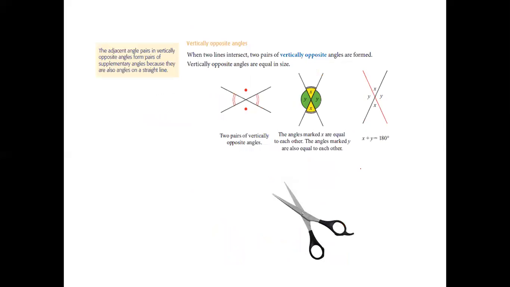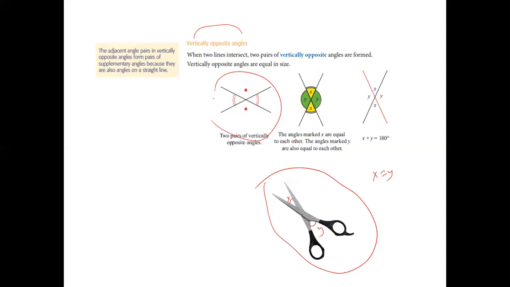Okay, now the last page. Vertically opposite angles. Please also check your dictionaries. When two lines intersect, two pairs of vertically opposite angles are formed, and they are equal. Vertically opposite angles are equal in size. I will call it the scissor rule. If you look at scissors, this angle is x and this angle is y, so x is equal to y. That's why these are vertically opposite angles, and another word we will use is scissor rule.